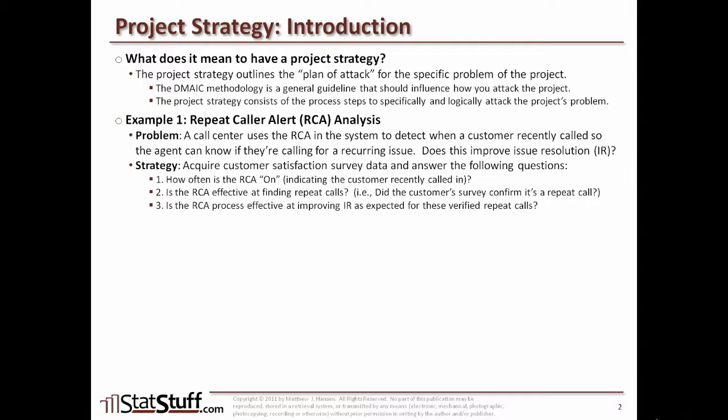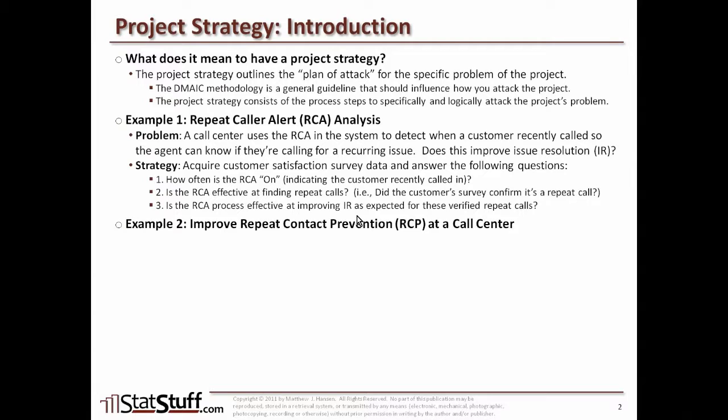So first we want to understand overall how often it is even occurring. And then we want to find out how often it is accurate when it does turn on and suggests that it could be a repeat call. How accurate is it at actually identifying whether it truly is a repeat call or not? And when it does come on for a repeat call, how effective is it at actually improving the overall issue resolution metric that we're trying to improve? So by asking those 3 basic questions, we're aligning for ourselves the strategy for how we're going to resolve the overall problem that we're trying to solve.